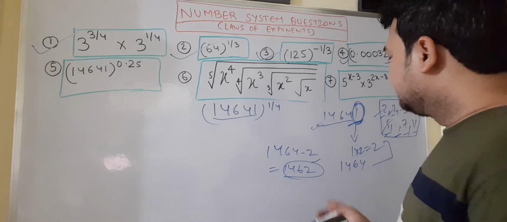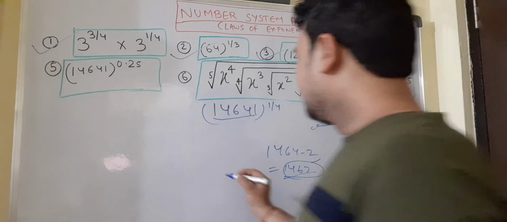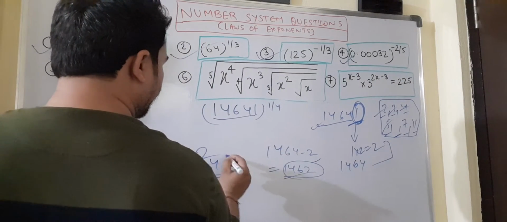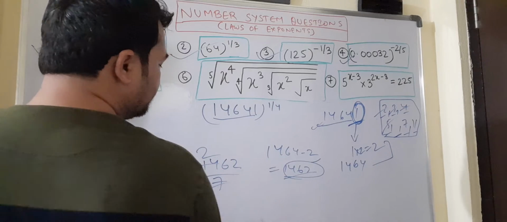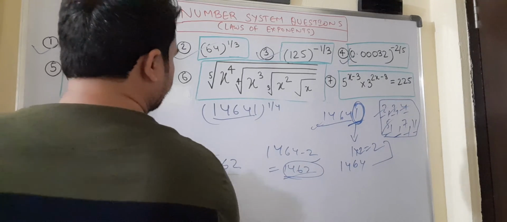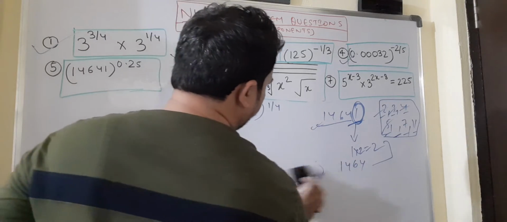Here this is not divisible by 7. How? See, 1462, if you divide it by 7, 7 2s are 14, and how will you divide this 62? This is not going to divide by 7. This number is not divisible by 7.